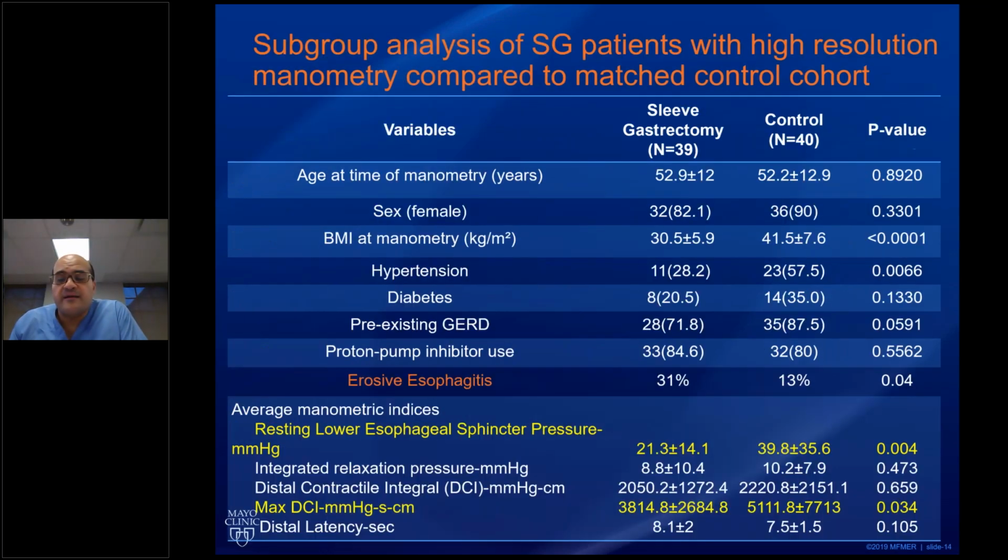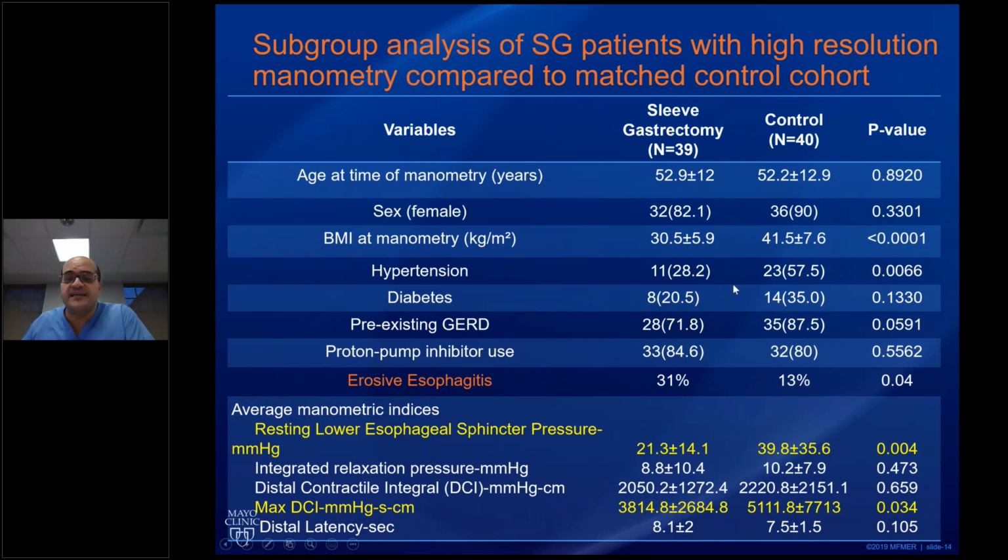So now we're going to switch gears to the second part, where we took a cohort of sleeve gastrectomy patients who had upper endoscopy, who had esophageal manometry, and matched it to a preoperative obese cohort that also had an upper endoscopy and also had a manometry. And we end up having about 40 patients in each arm.